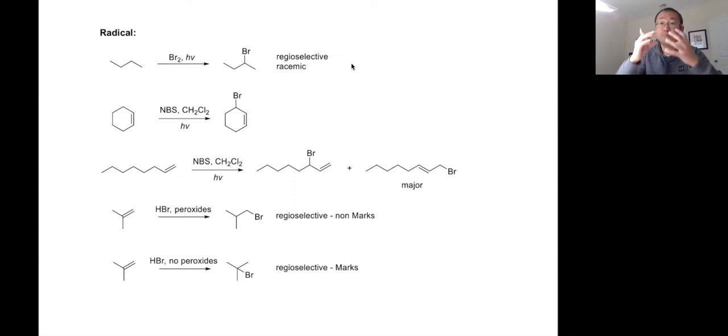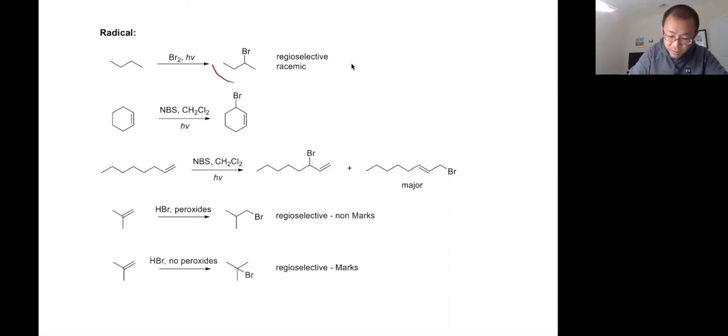Why? Because UV light can split Br2 homolytically to give us Br radical. That's how we start the reaction. Now, what's most important about radical reactions is they are regioselective. Tertiary radical is more stable than secondary radical, which is more stable than primary radical. So if there are different types of hydrogens, the substitution will happen on tertiary over secondary over primary.